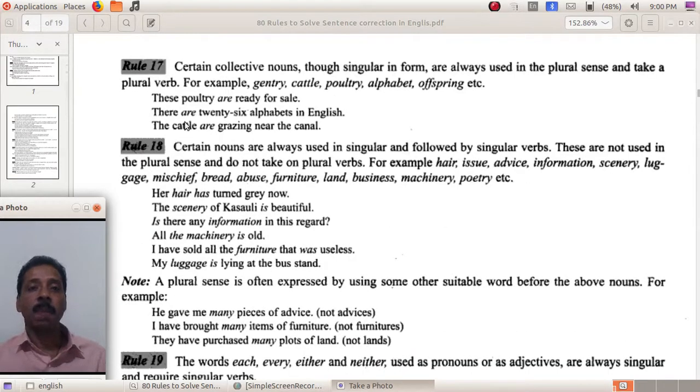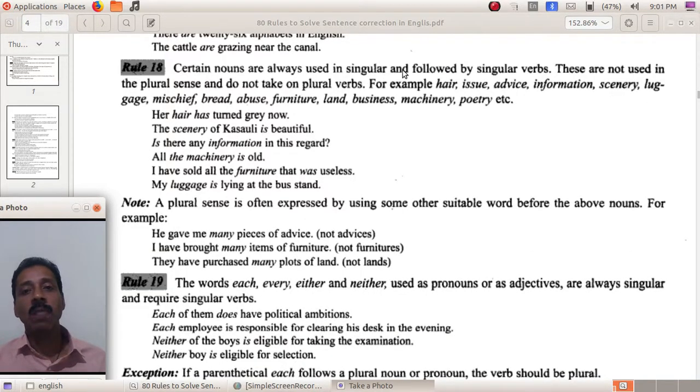Then certain collective nouns, singular in form, always take plural verbs. Why do we say that they are singular in form? In the previous case, we saw that certain nouns are plural in form but singular because those words end in s. But here there is no s form, but it's a collective noun, so a plural verb is to be used.